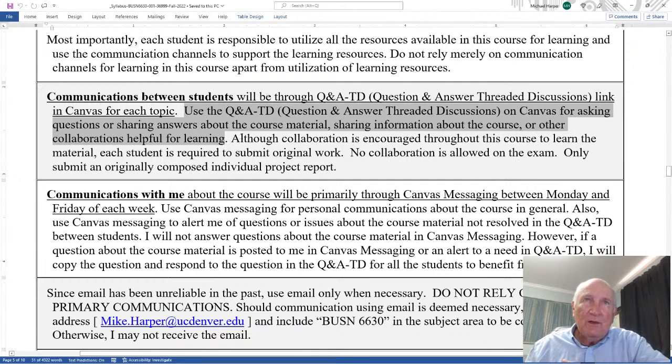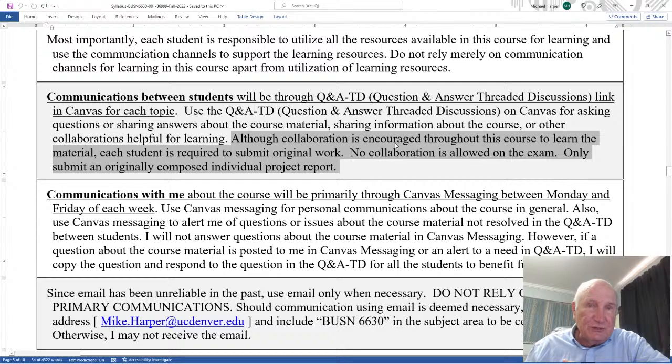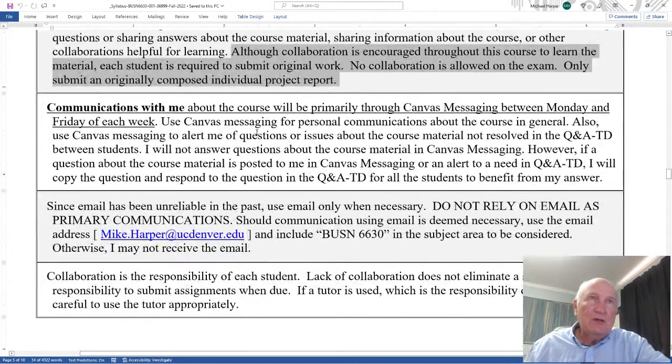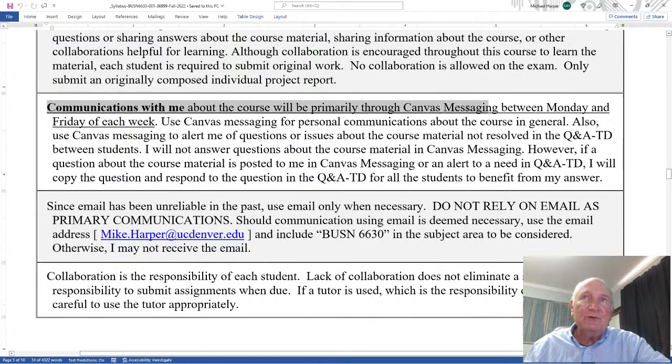Between students, although collaboration is encouraged throughout the course to learn the material, each student is required to submit original work. In other words, you don't use collaboration to get the answers, you submit your own work. No collaboration is allowed on the exam, and only submit originally composed individual project reports at the end of the course. Communication with me about the course will primarily be through Canvas messaging between Monday and Friday of each week. Monday and Friday use Canvas messaging.